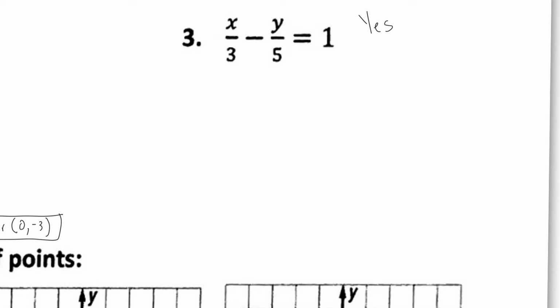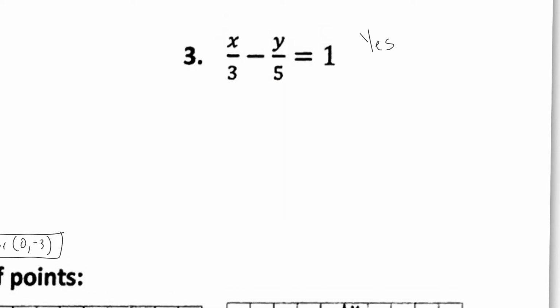But in the standard form, you cannot have fractions. So I'm going to get rid of the fractions. I'm going to look at the denominators, 3 and 5. I'm going to multiply everything by the lowest common denominator, which is 15. And I'm going to put here LCD, so you know that is the lowest common denominator. So I'm going to multiply this by 15 and the other side by 15. So when you simplify, I'm going to go back to the first fraction. 3 goes into 15 5 times. So I'm going to multiply the 5 times the x, and that's going to be 5x.